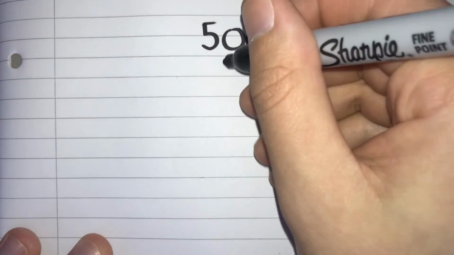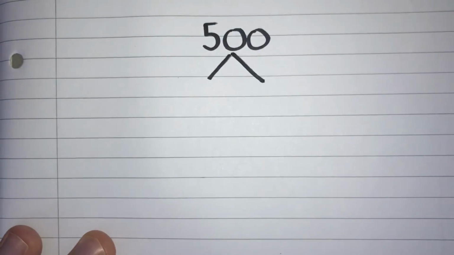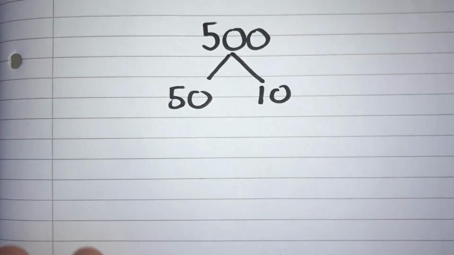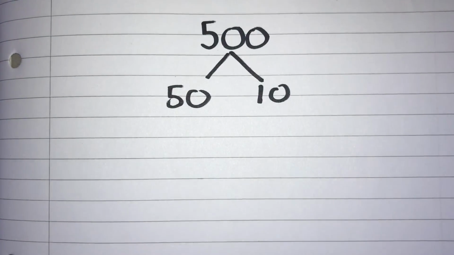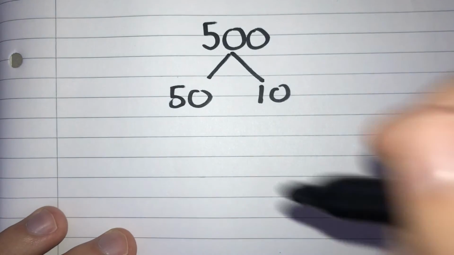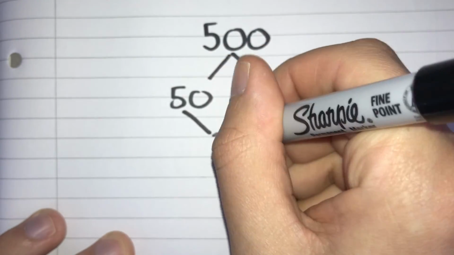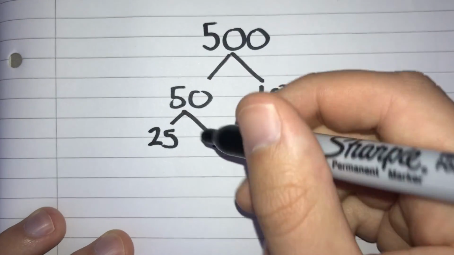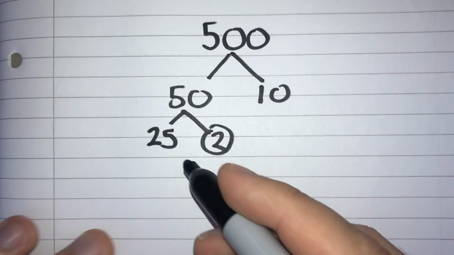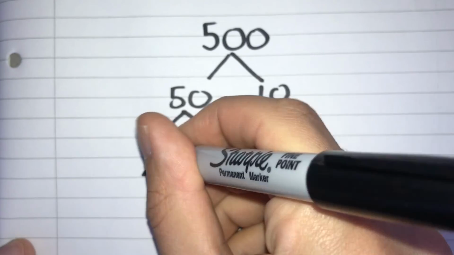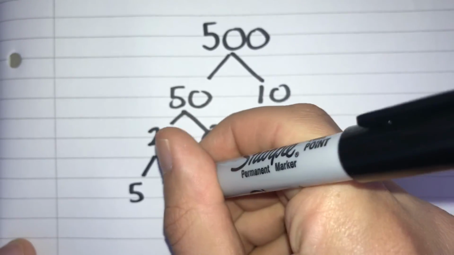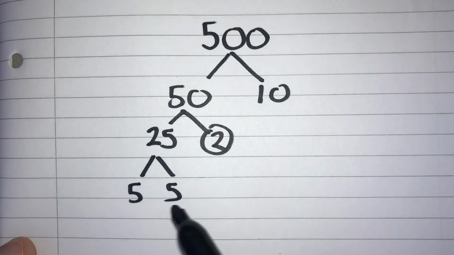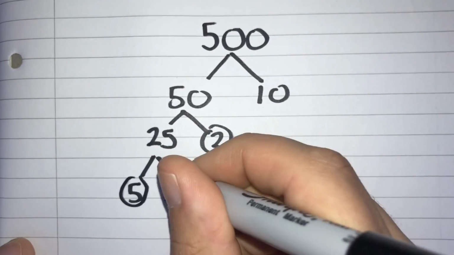So for 500, what I'd first of all start off by doing is you could say split it up into 50 and 10. Well, 50 is not a prime number, so we can split that one up again. We could go for, say, 2 and 25. Well, 2 is a prime number, so we're going to stop at this 2, but 25 isn't. And we can split that into 5 and 5. 5 is a prime number, so we'll stop at these 5's.